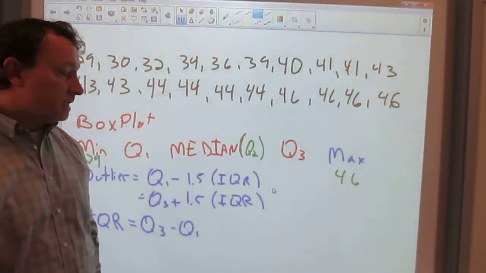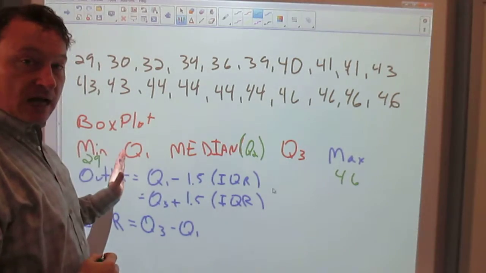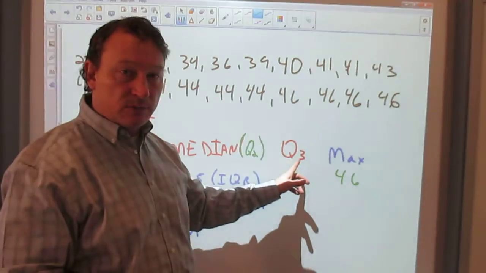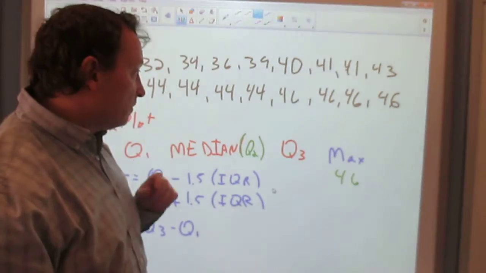We have to get the quarters next. Quarter 1 is the 25th percentile. We talked about that on a different video. Quarter 3 is the 75th percentile. This is the 50th percentile, or the median.